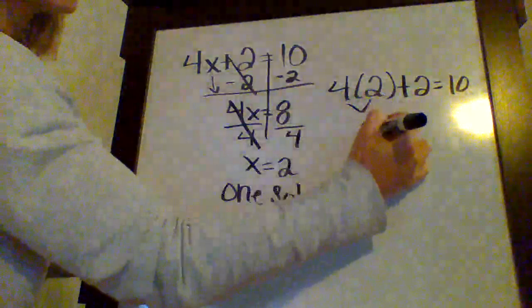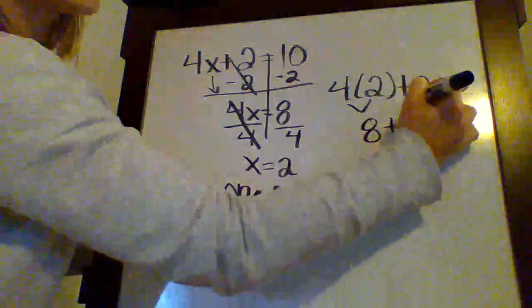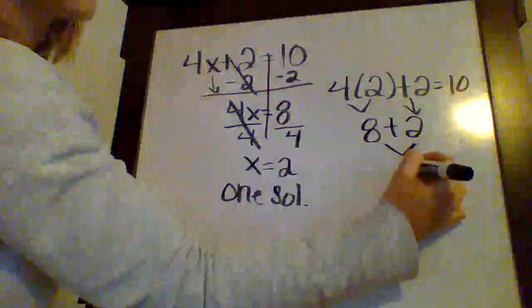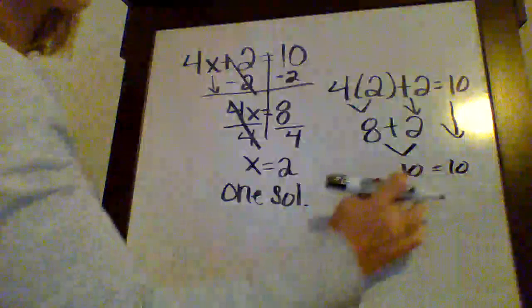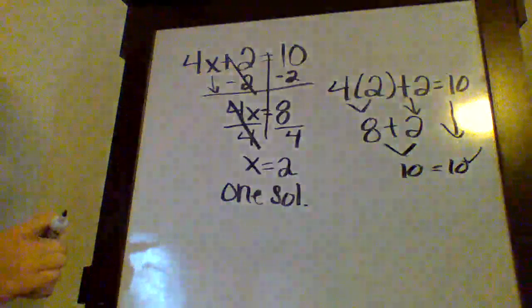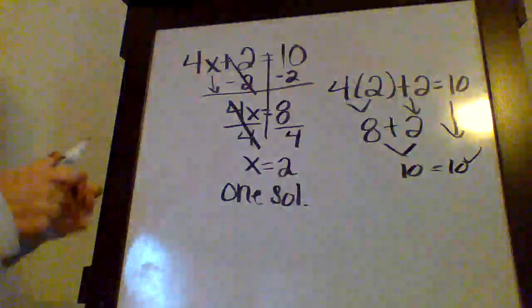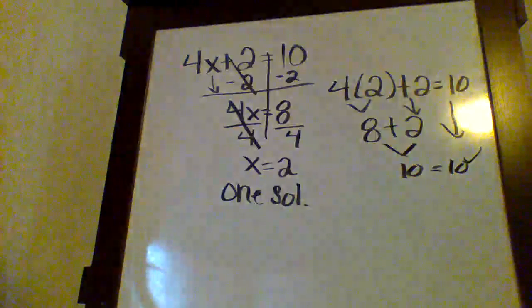So 4 times 2 is 8. Bring down. 8 plus 2 is 10. And yes, both sides were 10. We checked it. We know that x equals 2 is my one solution answer.